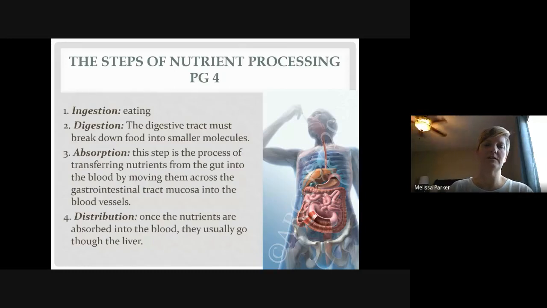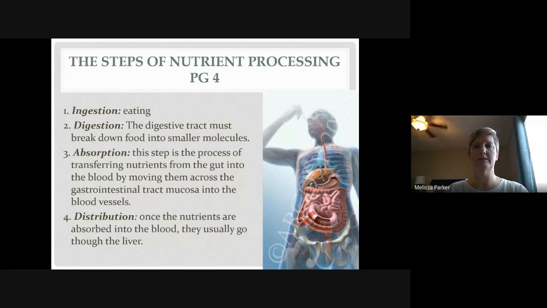So digestion, this is where the digestive tract must break down food into smaller particles. So we learned before about polymers and monomers. We learned about anabolic and catabolic reactions, right? So breaking food down from a big structure to a small structure is a catabolic reaction. And so, for example, that's like taking carbohydrates and breaking them down into something smaller like glucose, or taking fats that are big and breaking them down into fatty acids, which are smaller, or proteins that are big into amino acids, which are smaller.